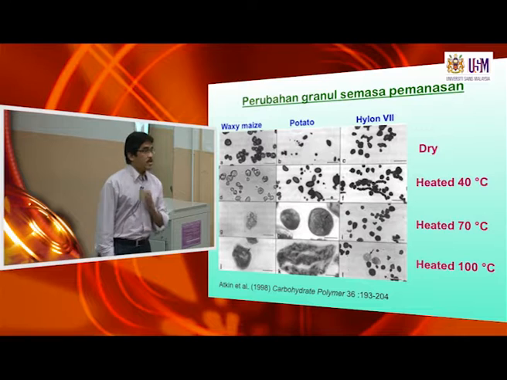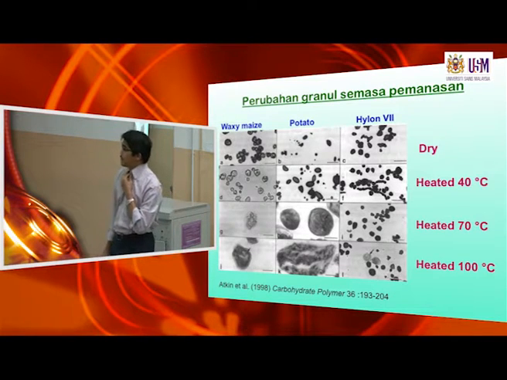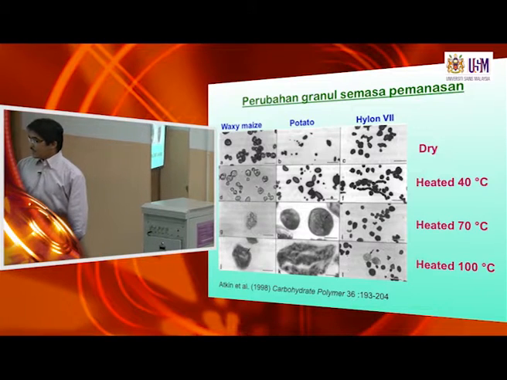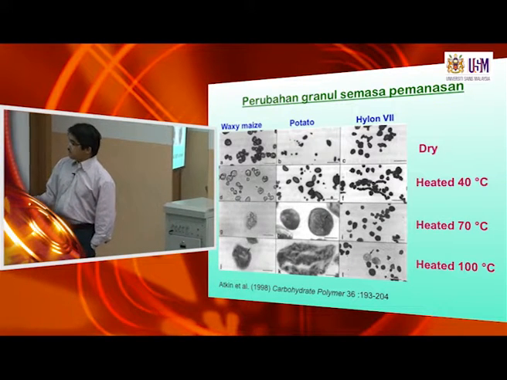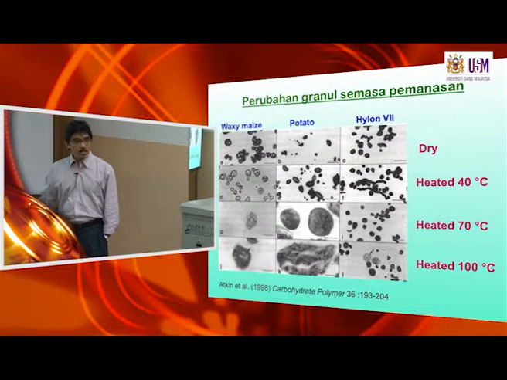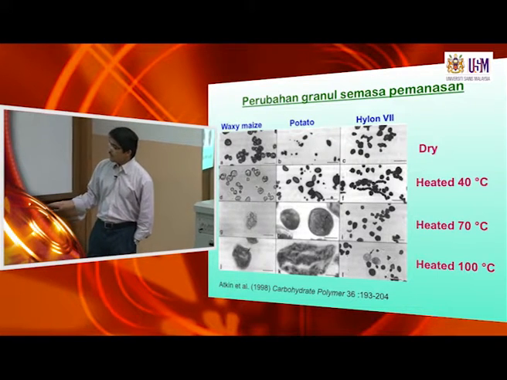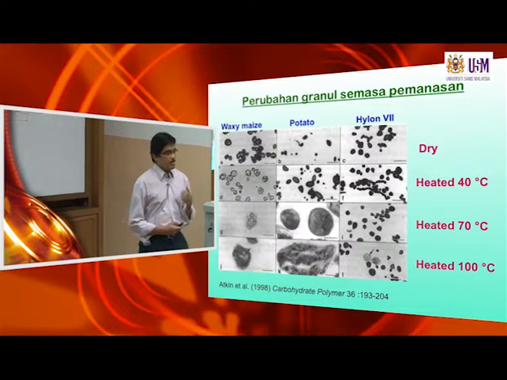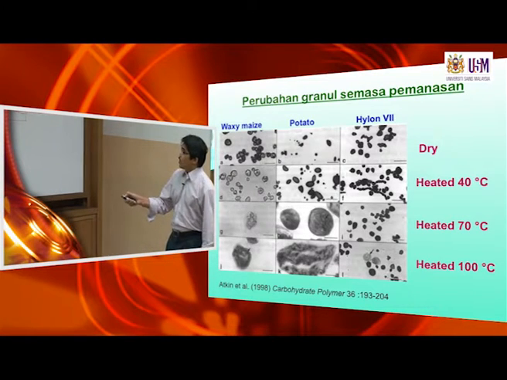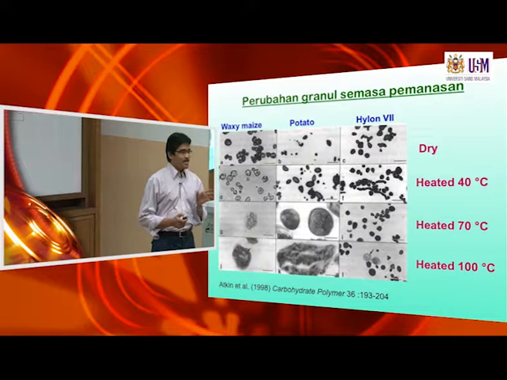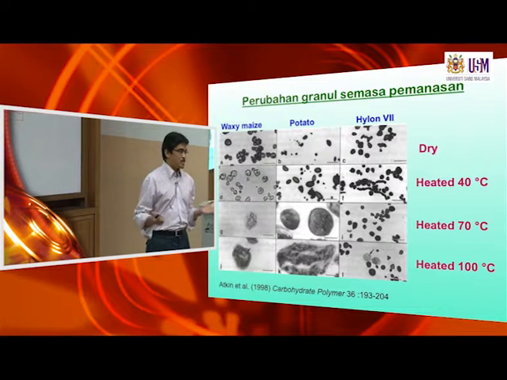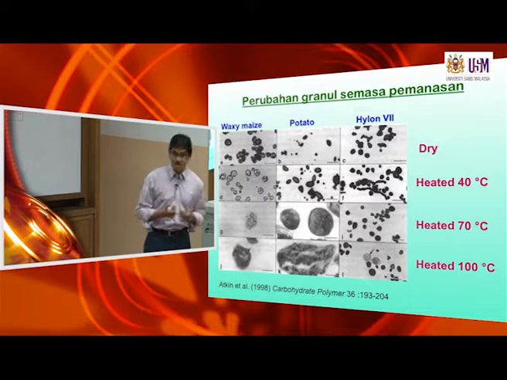So this is real data from this experiment, from this paper. You can download this paper from Science Direct. Volume 36, this is page number, 1998. This very clearly demonstrates the difference between waxy maize, high in amylopectin. Potato, this normal potato, 25% amylose, 75% amylopectin.